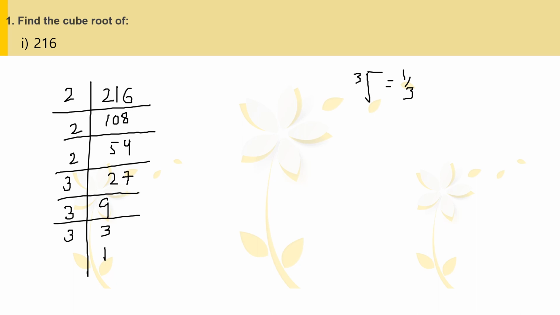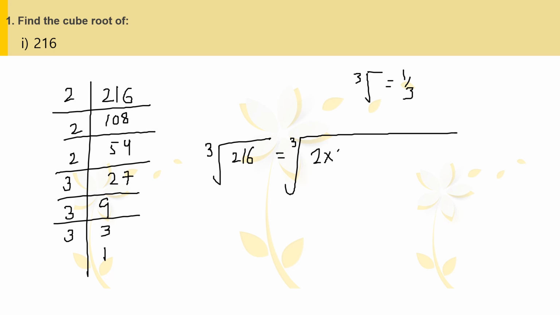Now what I will do is I will write it like this: cube root of 216, and I will place a cube root here and I will multiply all the prime factors together inside the root like this: 2 multiplied by 2 multiplied by 2 multiplied by 3 multiplied by 3 multiplied by 3, right? Now I will make the combination of 3 here because I have cube root, right? These 3 and these 3, right?